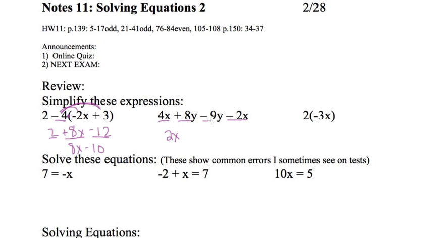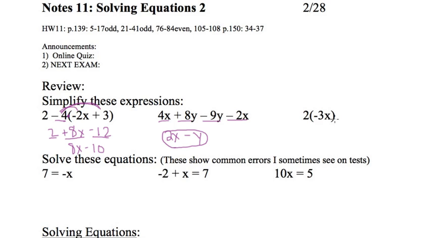8y, -9y. Again, think money. I had 8, I lost 9, I'm now 1 in the hole. So -1y or -y. Notice I don't usually write the 1. I just leave it as 2x minus y. However, it would not be wrong to put 2x minus 1y.